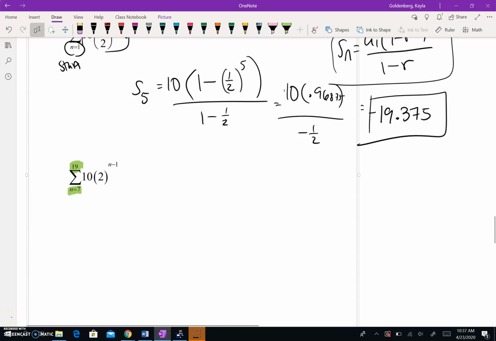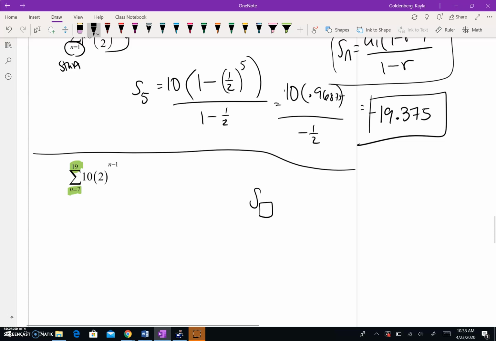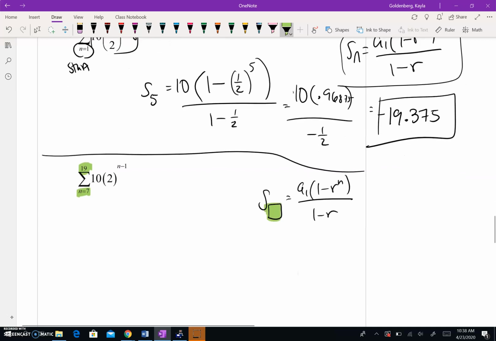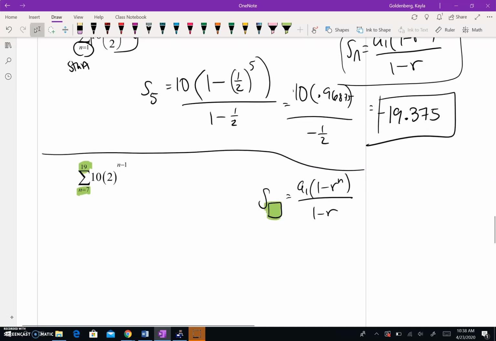Okay, so now we're going to look at this next problem. This next problem is also a geometric series, a sum, and we're going to leave this part blank. The sum of how many terms equals a1 times 1 minus r to the nth power over 1 minus r. So the reason I'm leaving this part blank is because it's a little tricky to think about the sum of the terms if it's not 1 through a number.